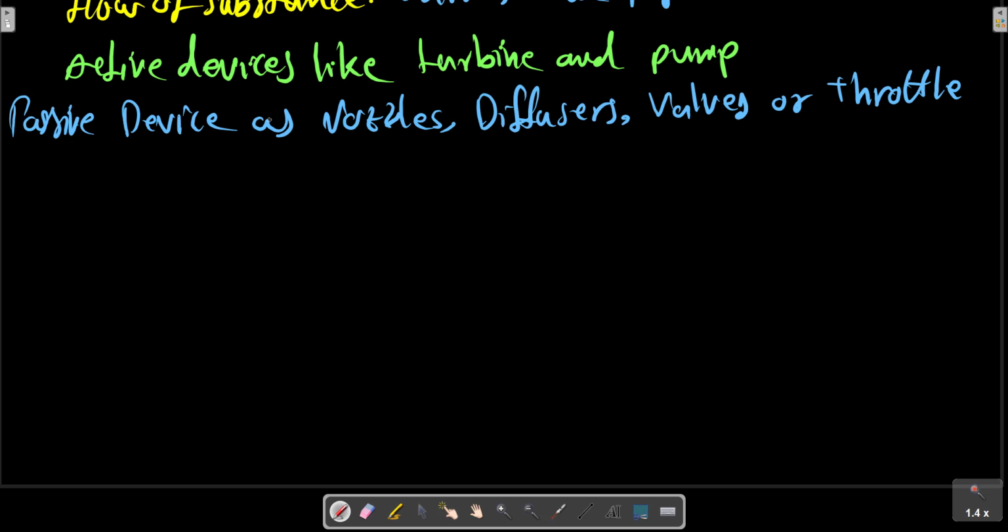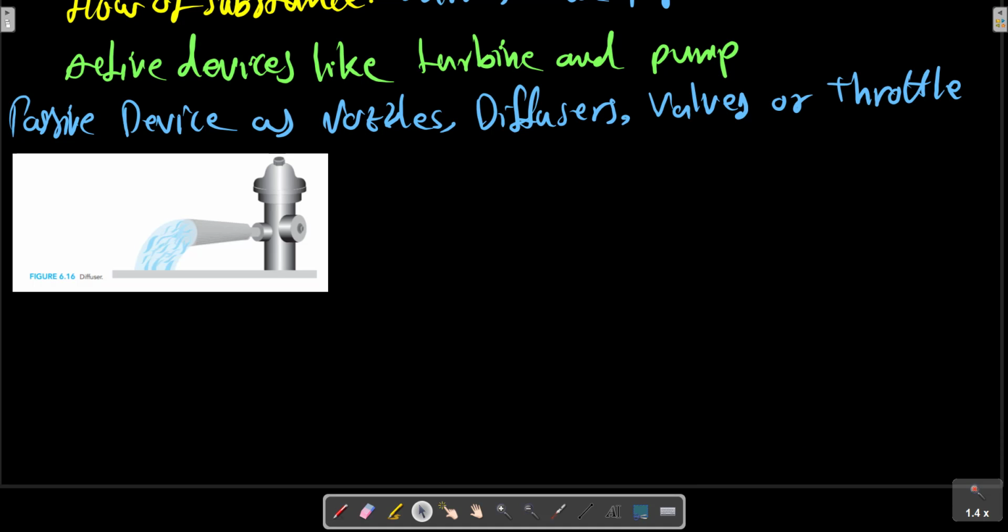A diffuser, basically the opposite of a nozzle, is shown in this picture. For example, this is a diffuser, with high velocity and low pressure. It is connected to a flushing fire hydrant so as not to have a high velocity stream of water.